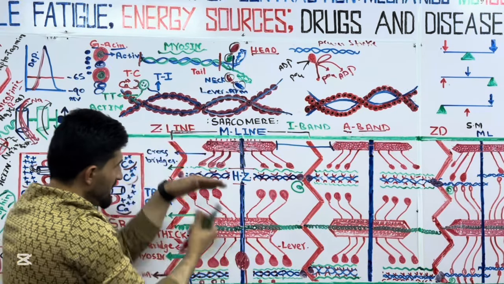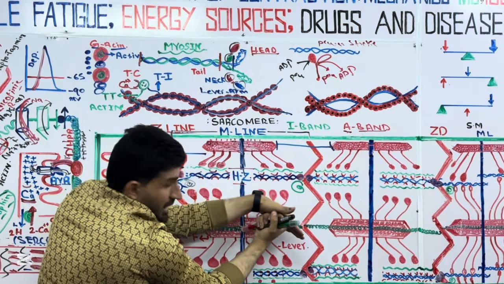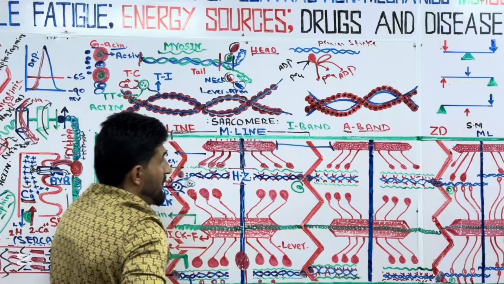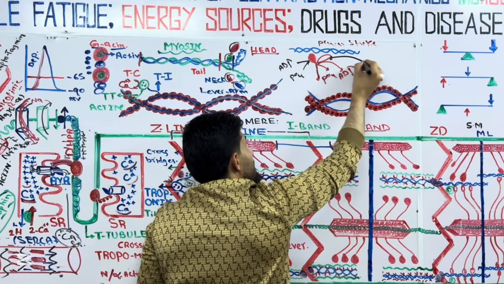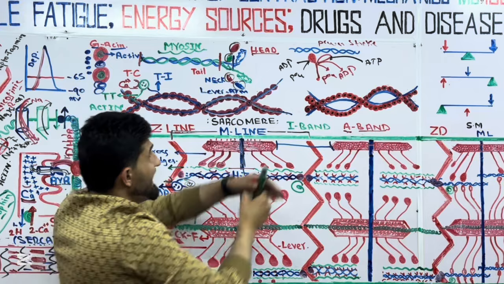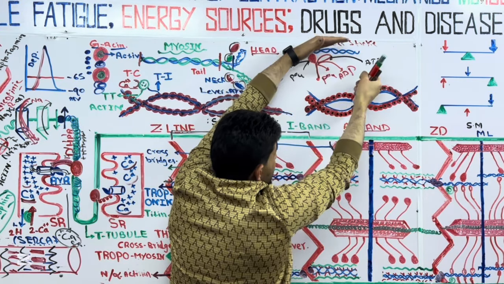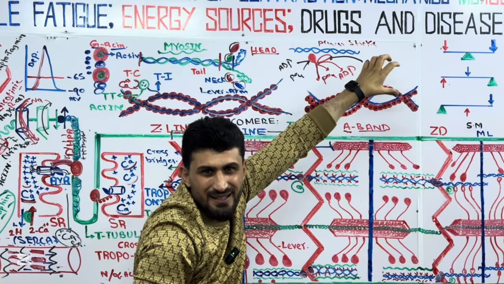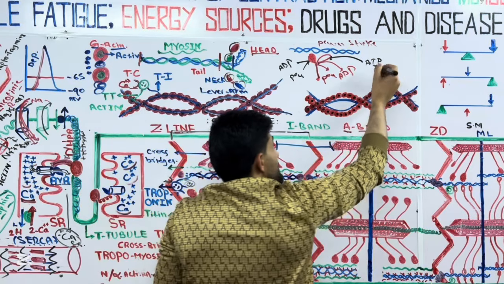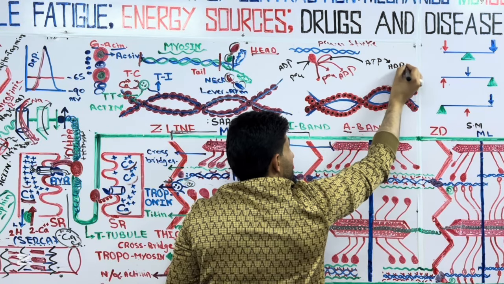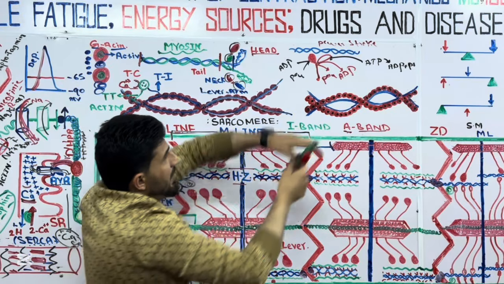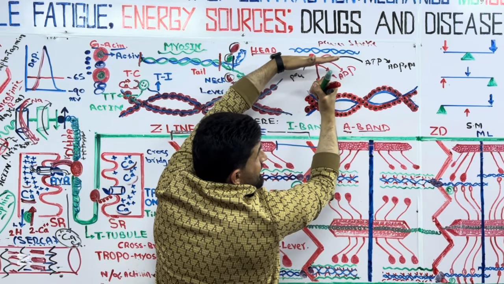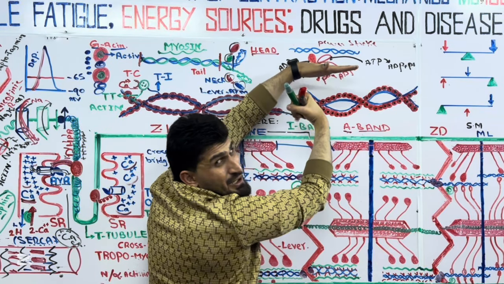Now, you know that the power stroke occurred and the thin filament came from this side to this side. Now, ATP will bind to this area. This binding of ATP automatically detaches the head of myosin from the thin filament. And now ATP will be hydrolyzed to ADP plus phosphate, and when ATP is hydrolyzed to ADP plus phosphate, the head of myosin is cocked back, and it's ready for the next cycle.